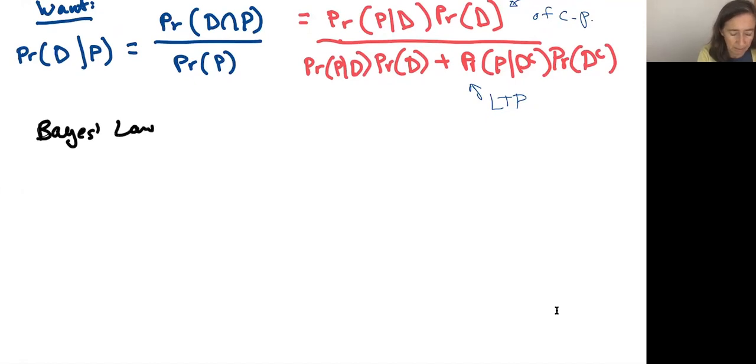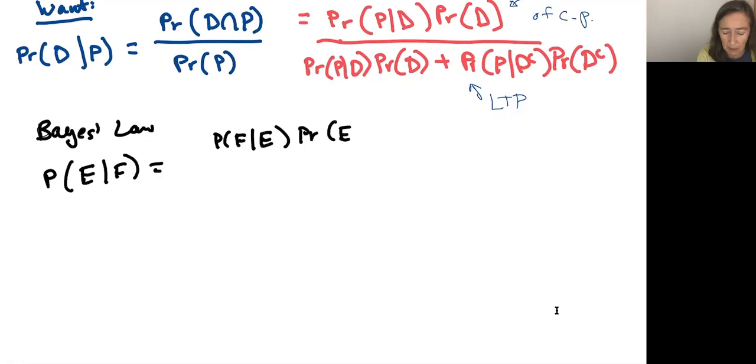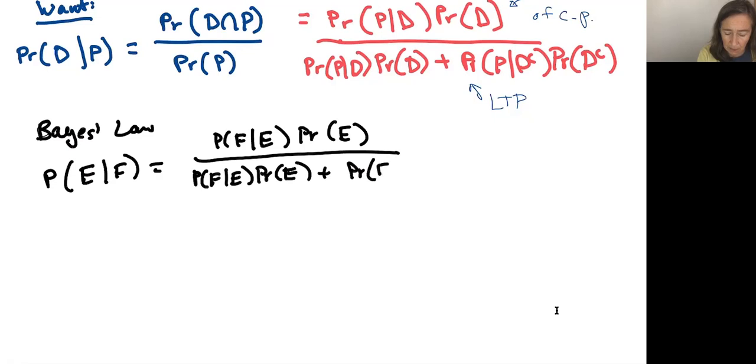All right. So if I want the probability of E conditional on F, I can get that from the probability of F conditional on E times the probability of E, divided by, and I'm going to apply the law of total probability to F here, the probability of F conditional on E times the probability of E, plus the probability of F conditional on E complement times the probability of E complement. Okay.